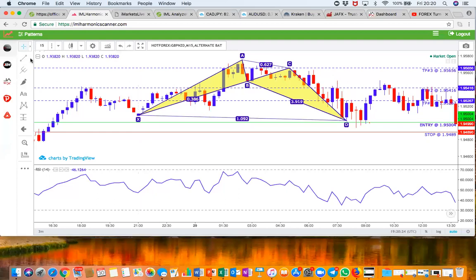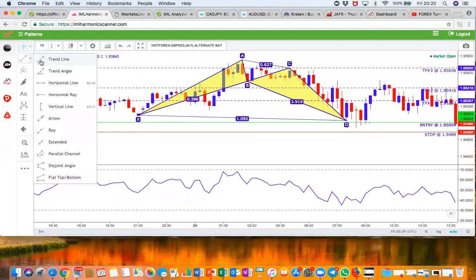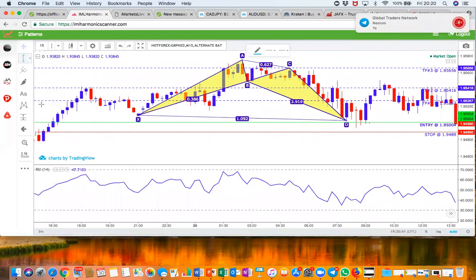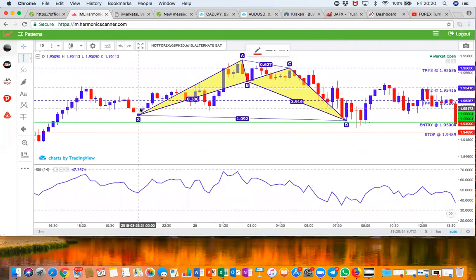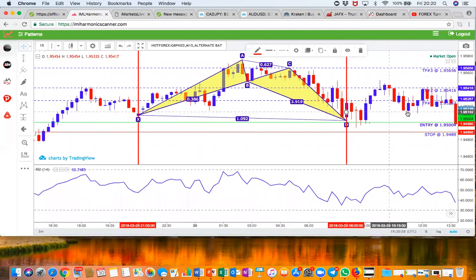So what we're going to use on here, I'm going to use some of these trend lines. What I'm going to use is the horizontal and the trend line and the arrow. Normally what I do, change the color here, make it a bit thicker. So I draw from X and D. Okay, one other thing I didn't go through.